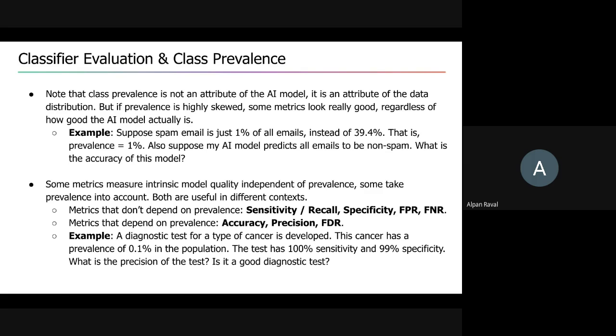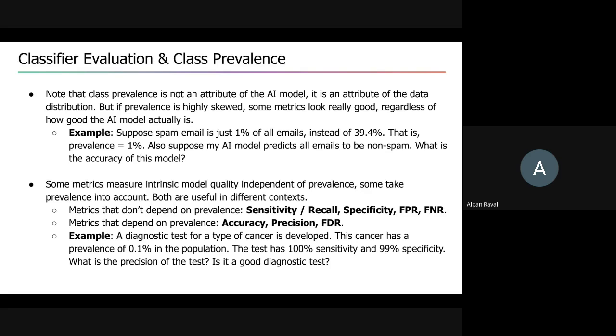Okay? Now, there are some metrics that intrinsically measure the model quality independent of what the prevalence is. Right? And there are other metrics that take prevalence into account, and they're both important in different contexts. So the metrics that don't depend on prevalence are sensitivity or recall, the specificity, the false positive rate and false negative rate. Those are the error metrics. Whereas the metrics that do depend on prevalence are accuracy, precision, false discovery rate of all the metrics we've discussed.